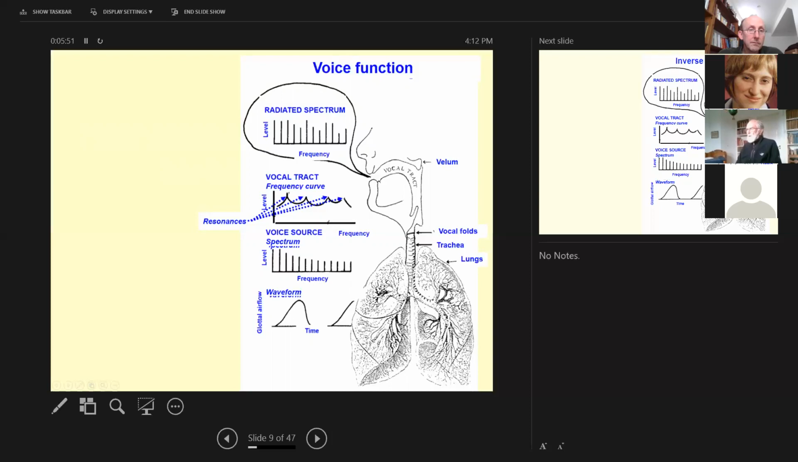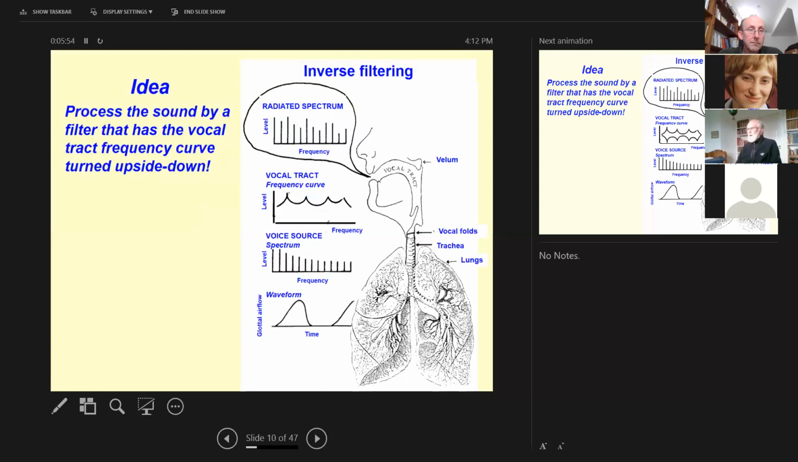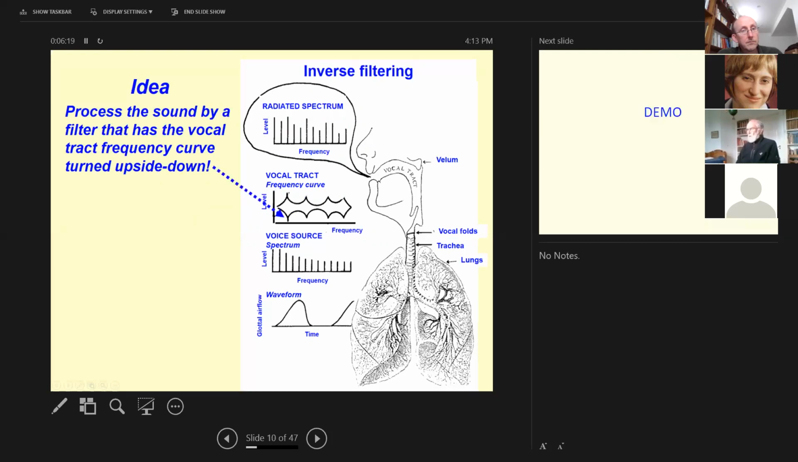Anyway, now inverse filtering, what is that? Well, that is then the idea to process the sound by a filter that has the vocal tract frequency curve turned upside down. So here you see it. You have the radiated spectrum and the frequency curve, the response curve of the vocal tract. And then inverse filtering is that you add a mirror image of the filter, and that is then called inverse filtering. So then you could take the radiated spectrum, filter it with the inverse frequency curve of the vocal tract, and then you get the spectrum and the waveform of the glottal airflow. So that is then inverse filtering.